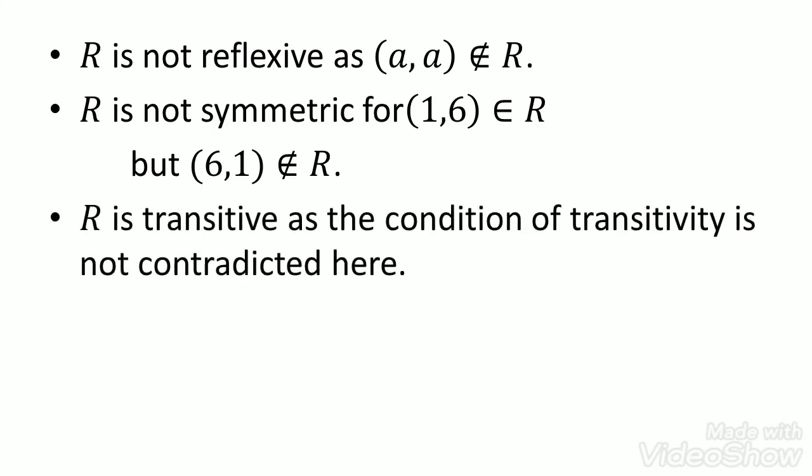Then come to transitivity. Now you can see there are no two pairs in R which have one element in common. No 2 pairs. Therefore, we cannot check whether the transitivity condition is satisfied or not. Therefore, we say that it is a transitive relation. Okay. Now proceed to the next one.